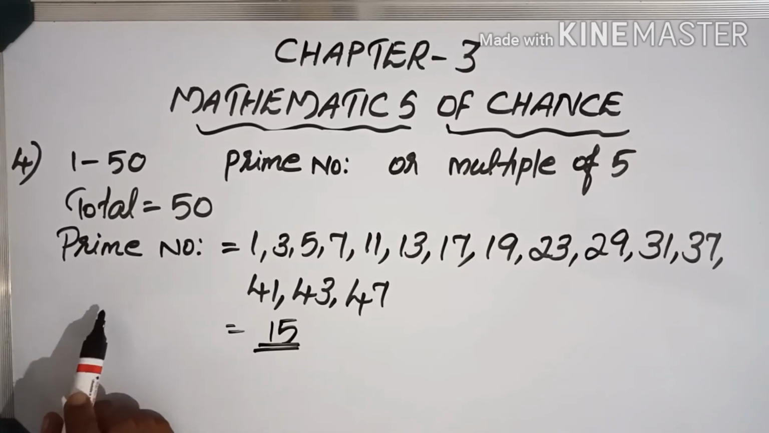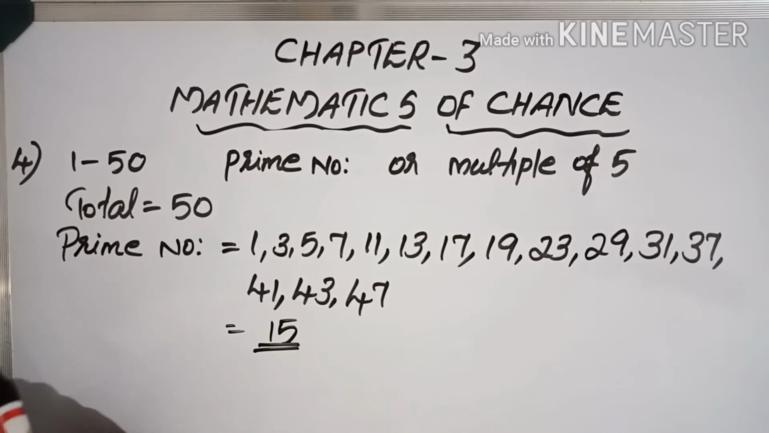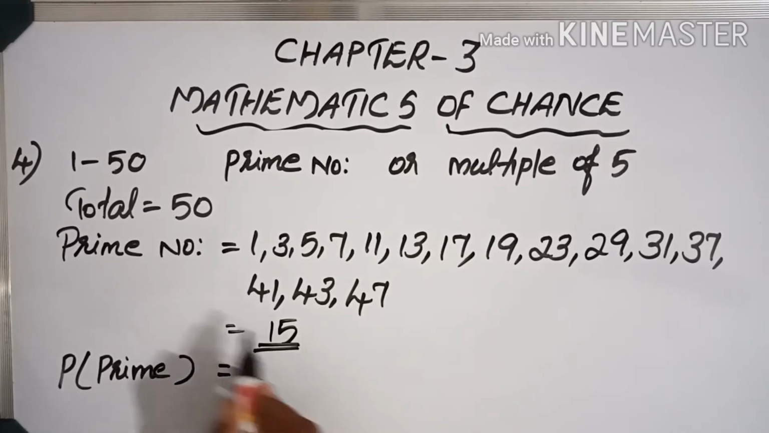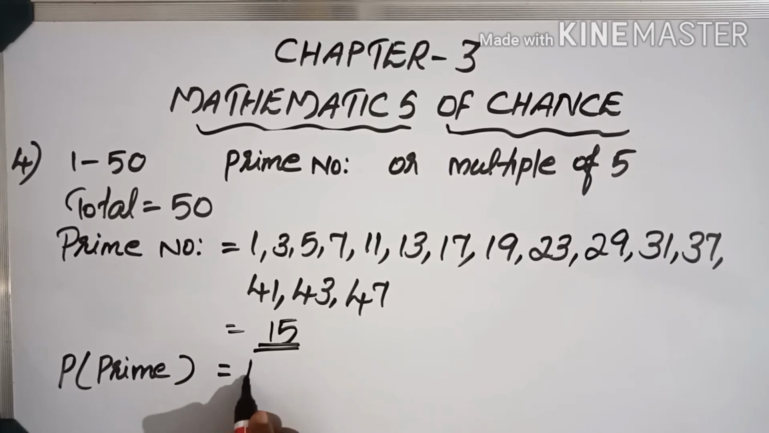So the probability of getting a prime number, if we are taking one slip from that box, will be favorable divided by total. Here the favorable numbers are 15, and the total is 50 slips. So out of 50, 15 slips will be prime numbers. So this is the probability of getting a prime number.